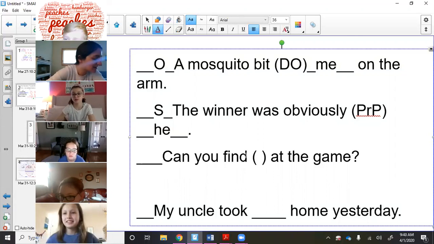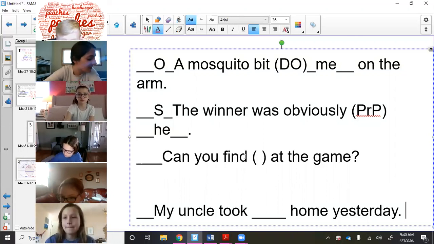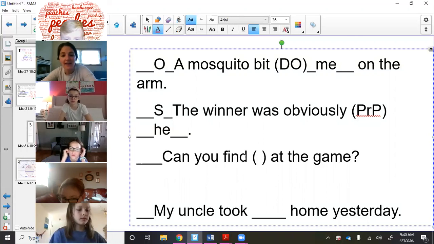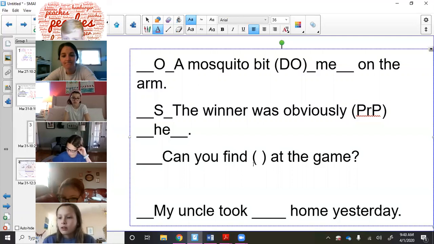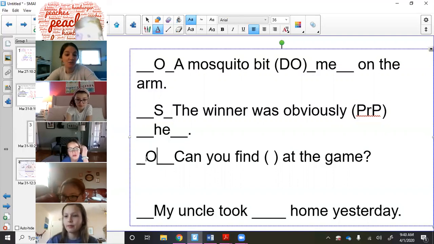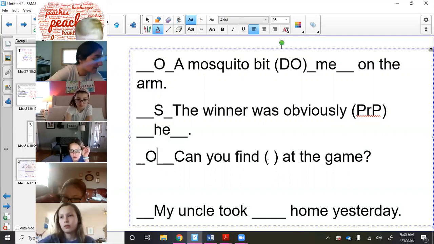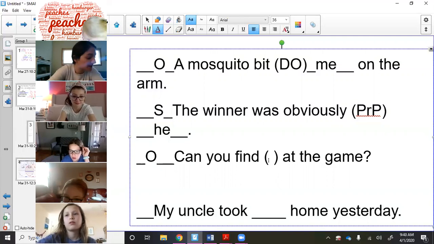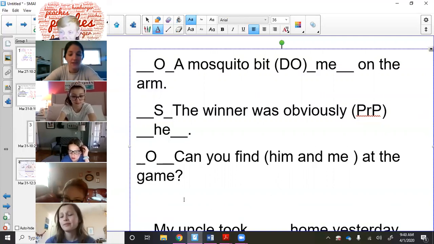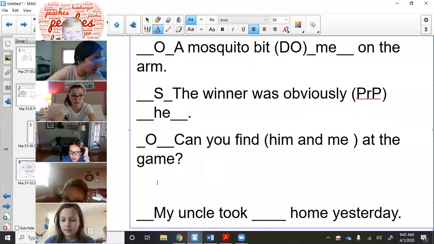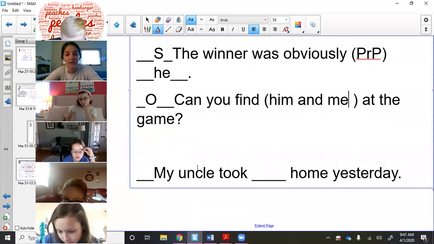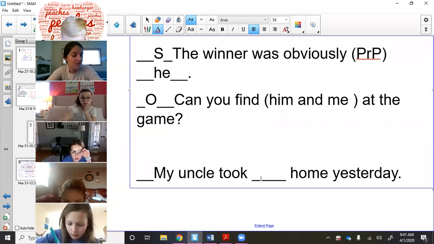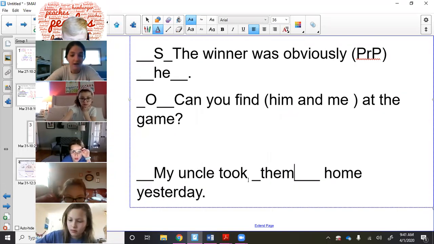Can you find the blank? It's either he and I or him and me at the game. What do you guys think? It would be objective because it would be the compound direct object. So it should be him and me. And then this last one, my uncle took, it's either they or them home yesterday. And it would be a direct object again, and so it would be them, objective.